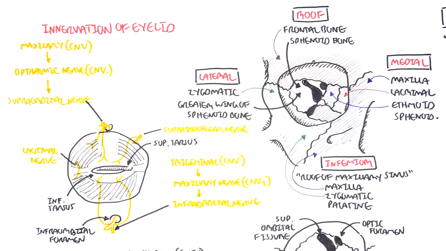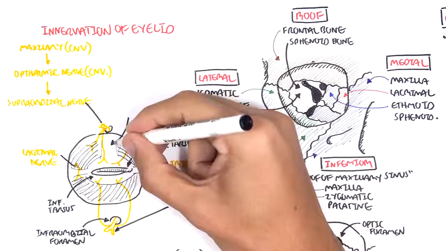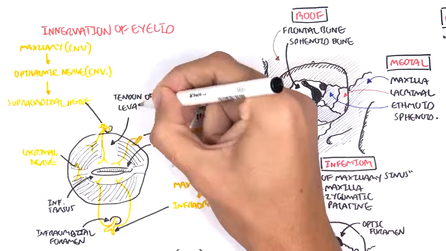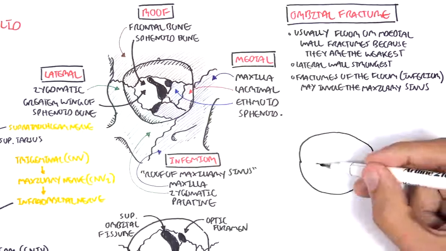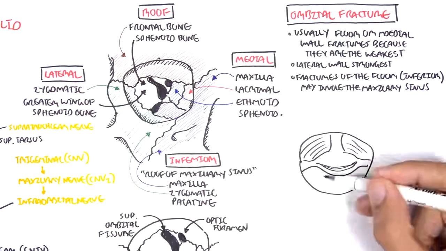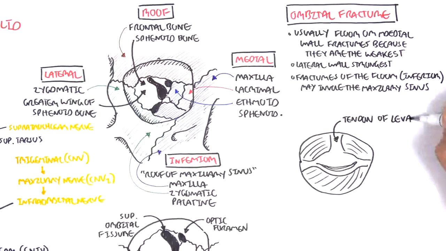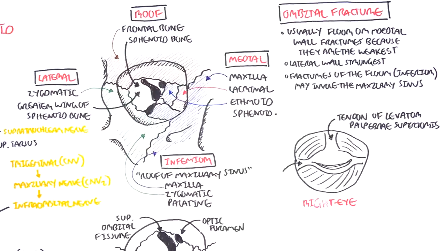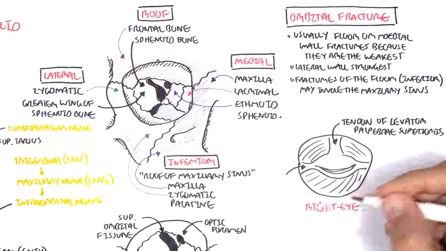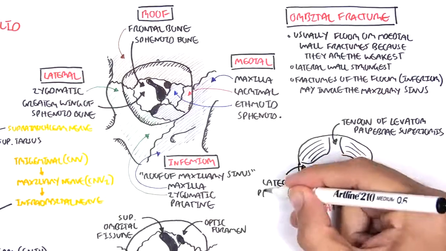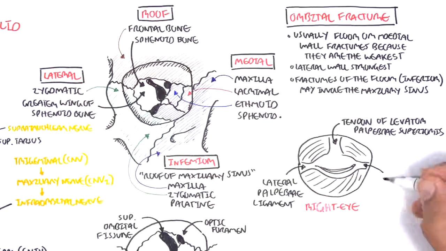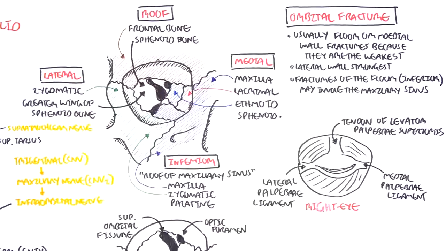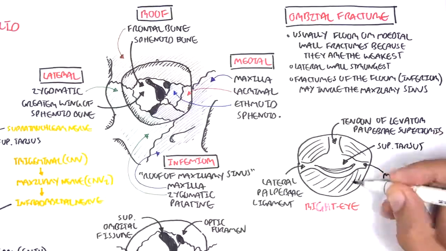An important muscle to introduce now is the tendon of levator. This is of important clinical significance because a problem in this tendon can result in ptosis, which is drooping of the eyelid. So again, drawing the muscles of the eyelid out, we have the tendon of levator palpebrae superioris, which is the proper long name, and we are looking at the right eye in this diagram. So we have the lateral palpebrae muscles, the medial palpebrae, and the superior and inferior tarsus. So these are the muscles that make up the eyelid.